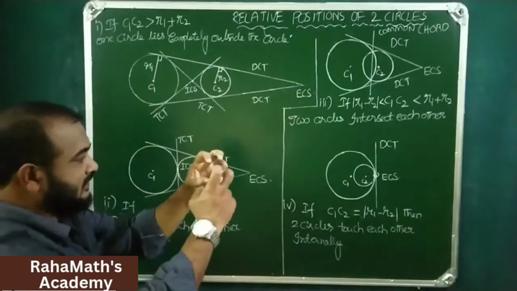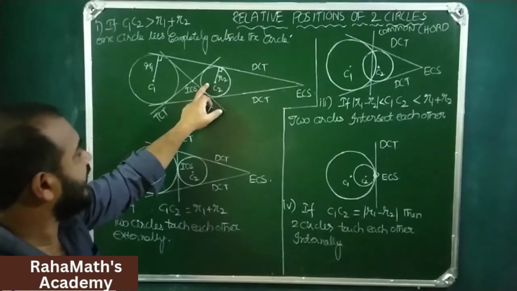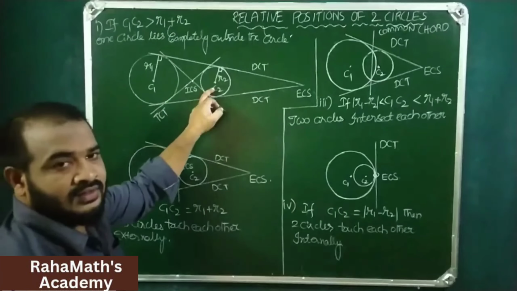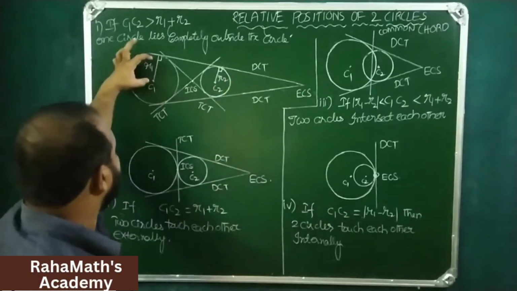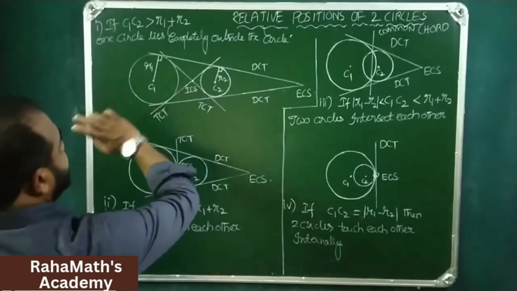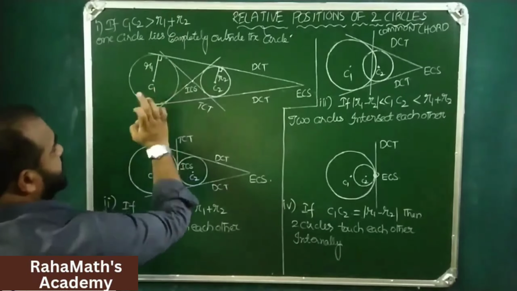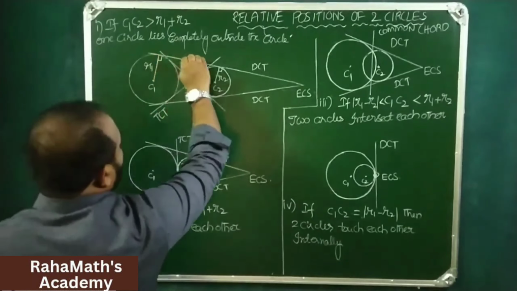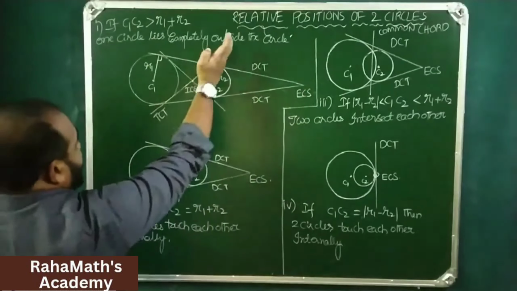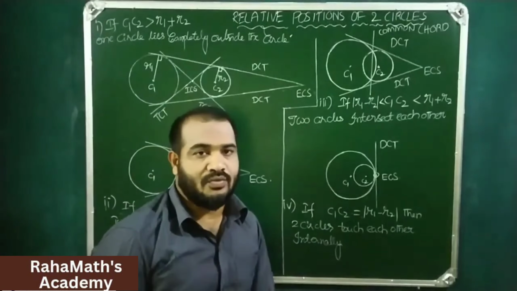They neither touch nor intersect, like this. So one circle lies completely outside the other circle. C1, C2 being the centers of the circles and R1, R2 the radii. In this case, if C1C2 is greater than R1 plus R2, the situation will be like this, and there will be two direct common tangents and two transverse common tangents possible. So a total of 4 common tangents are possible.